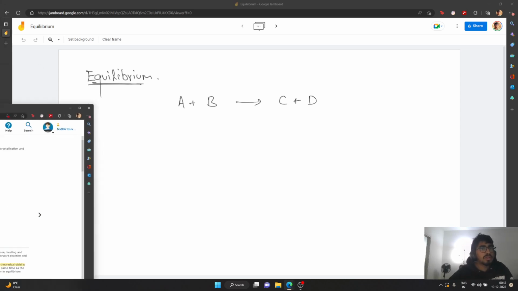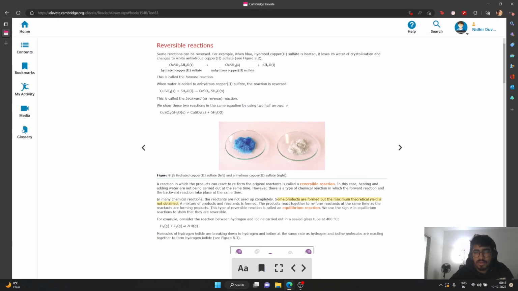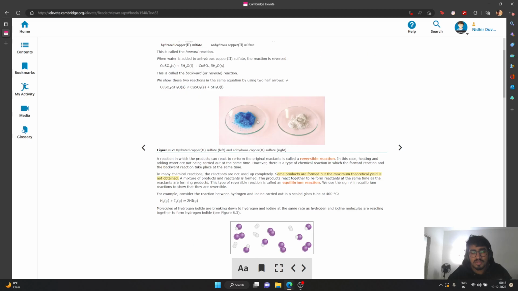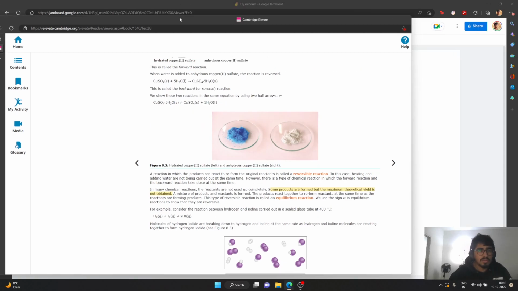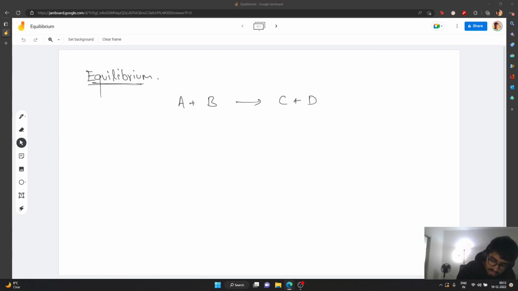One example that the book gives here is CuSO4. Hydrated copper sulfate, CuSO4 plus H2O, is blue in color, and if you heat it, it becomes white. The water evaporates, but if you add the water back, it turns blue again. So it happens in the forward direction when heat is applied, and it can also go in the reverse direction. This is first of all what we call a reversible reaction.